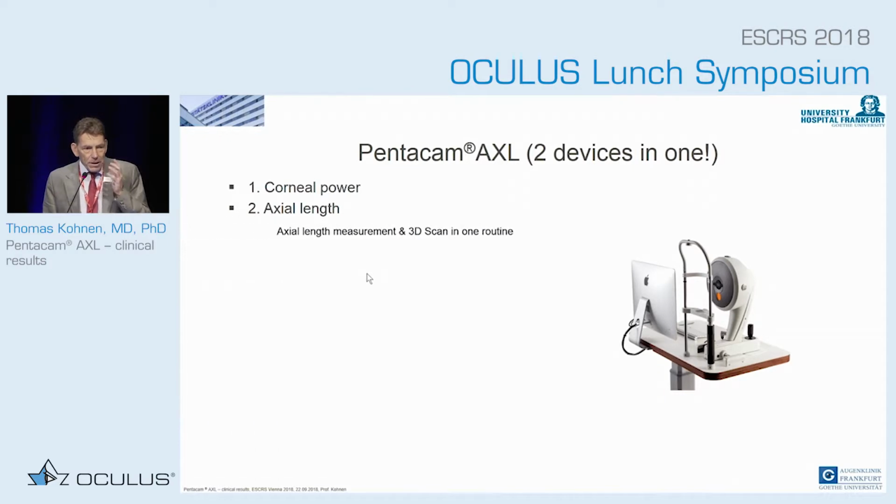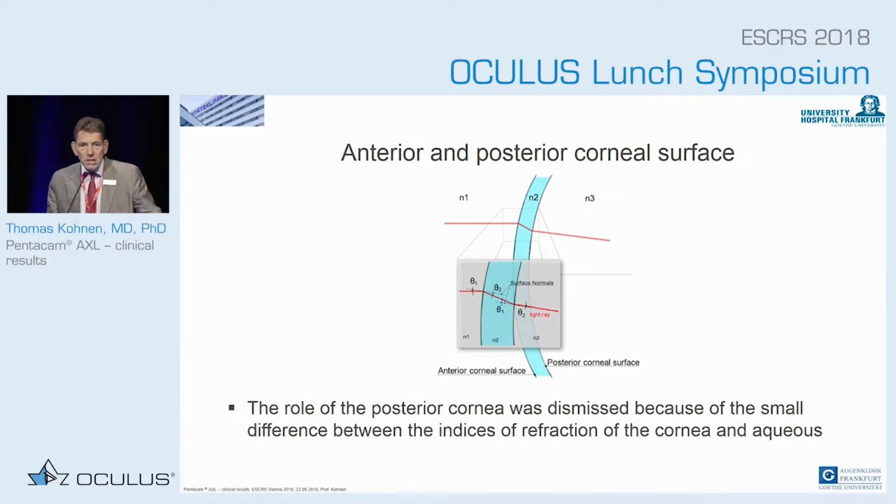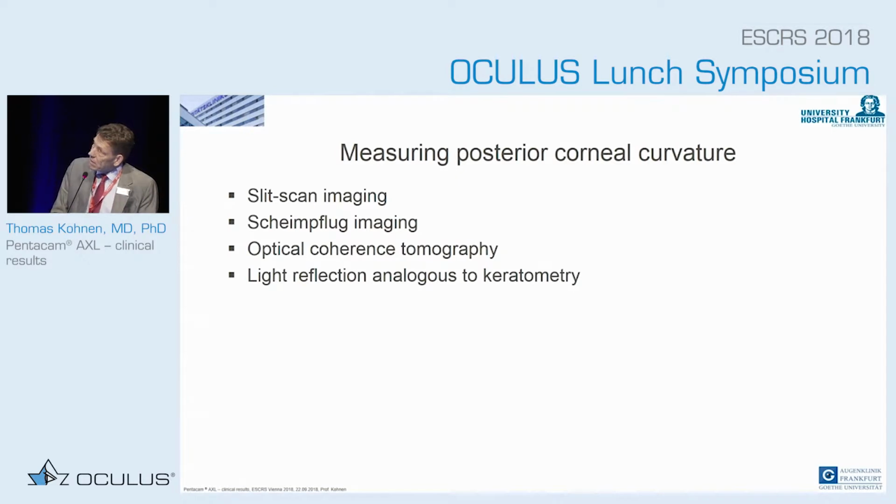The AXL from Pentacam is a device which has corneal power measurements and axial length in one device. And you can see here all that is possible with this. I won't go through this in detail, but you have to see this yourself if you want to take full advantage of it. The most important thing is what we have seen over the last years: anterior and posterior corneal surface measurements, and the role of the posterior cornea has been evaluated. And there are some measurements which are possible.